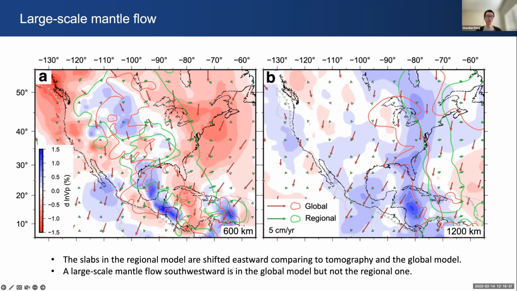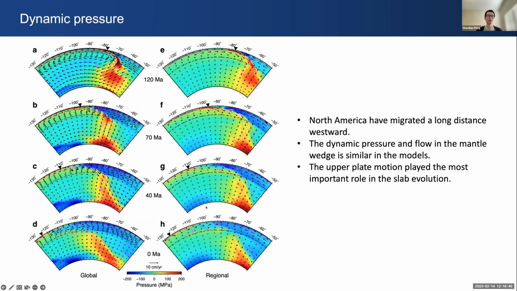In terms of dynamic pressure, we can see that these two models are similar. They both have a no pressure zone in the mantle wedge and a pressure difference across the slab. So this pressure difference is the major reason for the formation of flat slab beneath North America during the early Cenozoic.